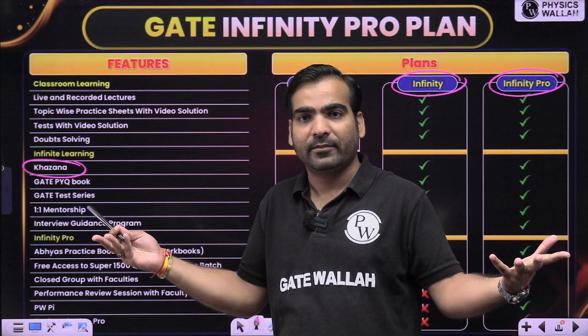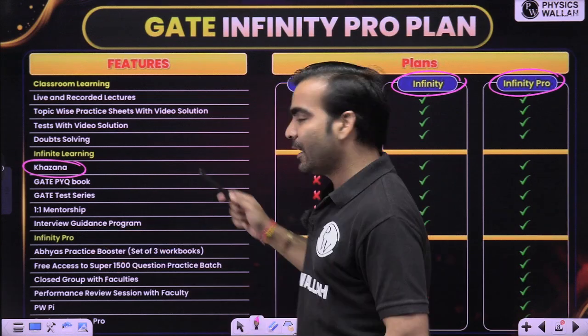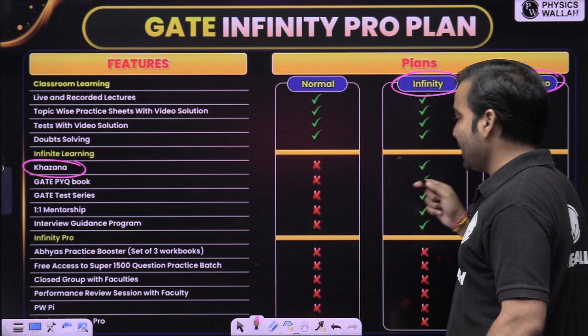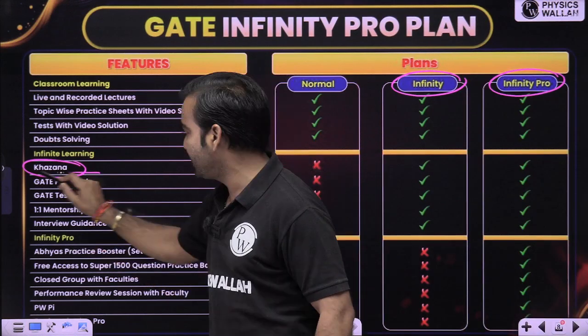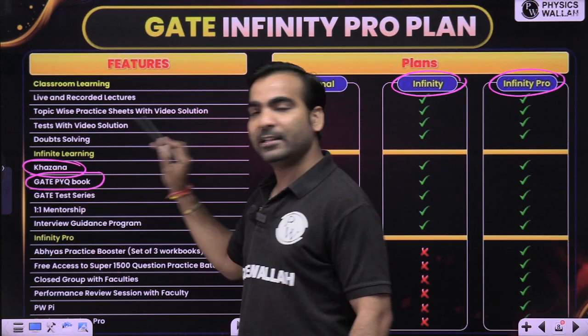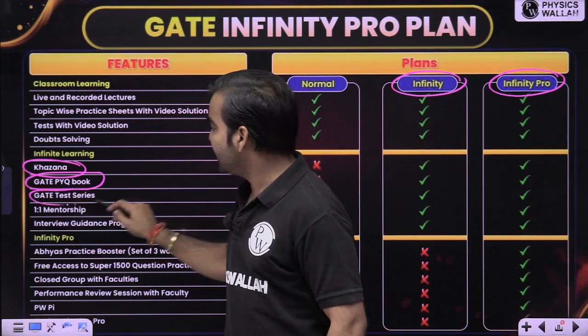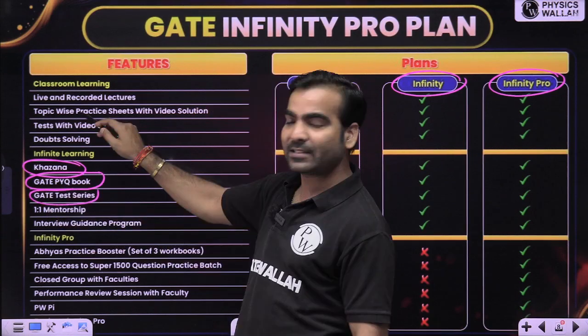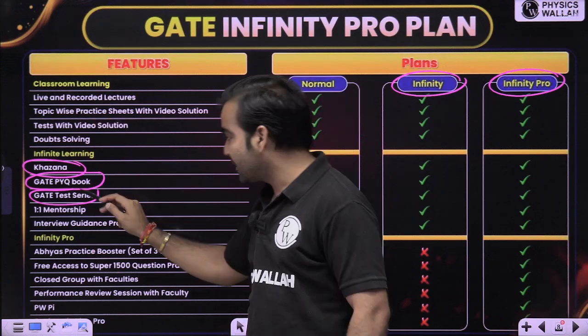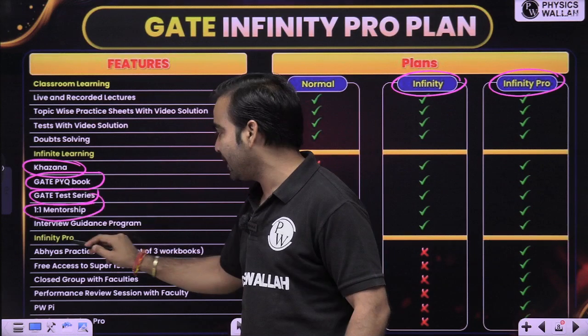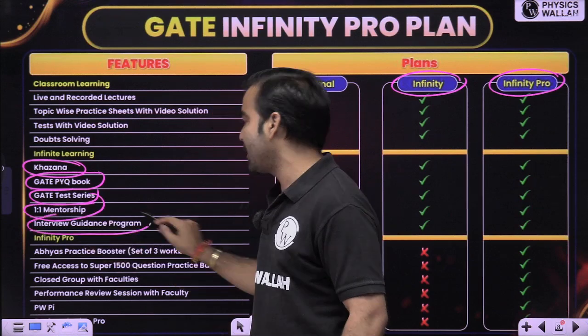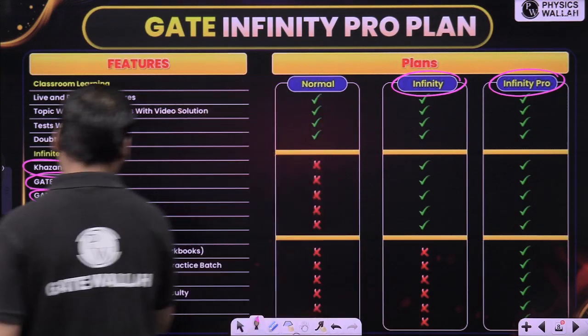Next, in the Infinity Learning that is available in the normal plan, you will be getting the GATE P by Q book. So this is an additional feature that in the normal plan you don't get. GATE P by Q book, GATE test series. This test series is the weekly test series. You will be getting the GATE test series free of cost. One-to-one mentorship you will also get. Interview guidance program you will also get. Next, what is Infinity Pro?